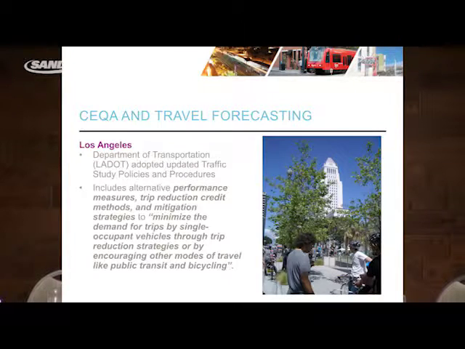And I think we talked a little bit about the city of Los Angeles earlier, and they too in August adopted updated traffic study policies and procedures. And this kind of goes to a question I think you asked earlier, Elise, is the focus of their updated traffic study policies and procedures was to minimize the demand for trips by single occupant vehicles. So they're looking for different strategies. They're encouraging other modes of travel like public transit and bicycling. And it seems like they're trying to lay out a real collaborative process with their developers and the private side to work with them through their traffic study. So that could be of interest to you.